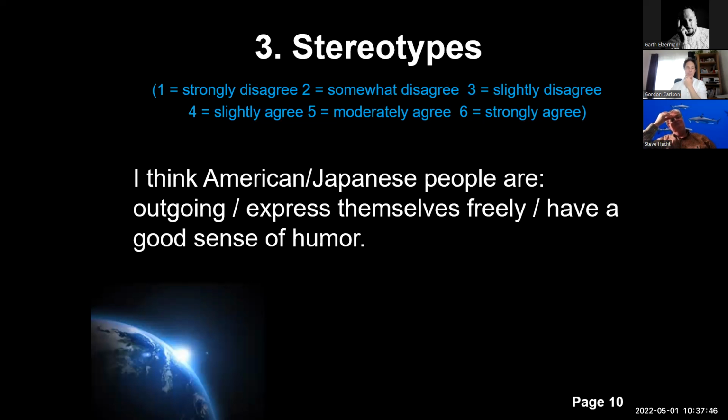And the third one was stereotypes. This was kind of interesting. Steve's going to go over the results of this in a bit, but this is the area we're focusing on: whether they felt that their counterparts would be outgoing, could express themselves freely, and have a good sense of humor.